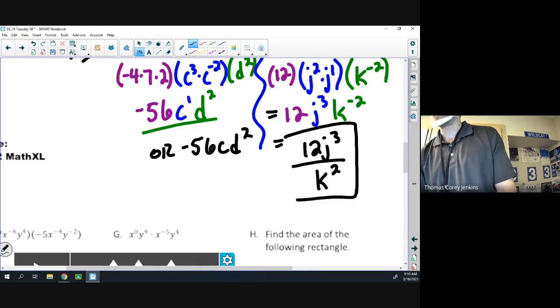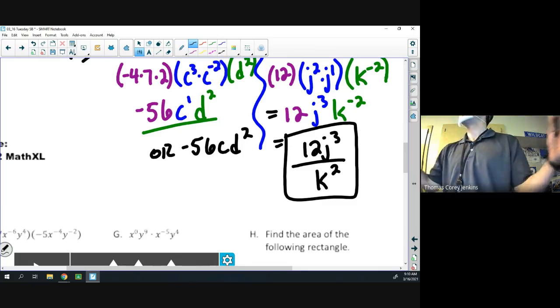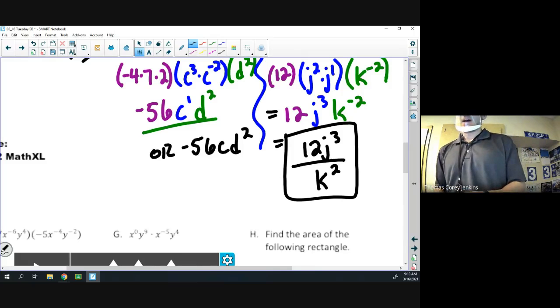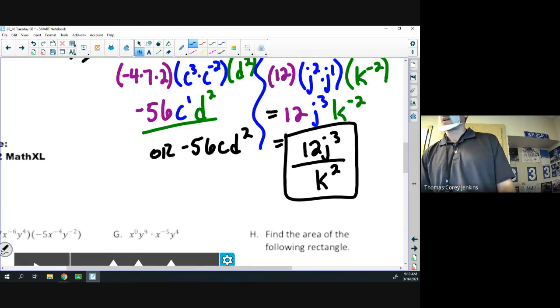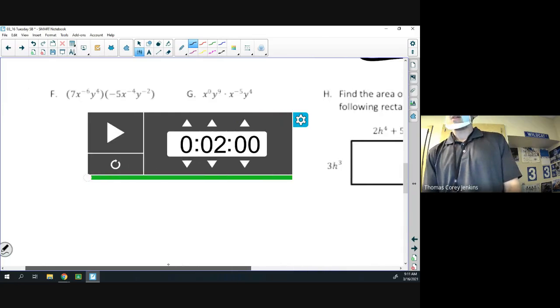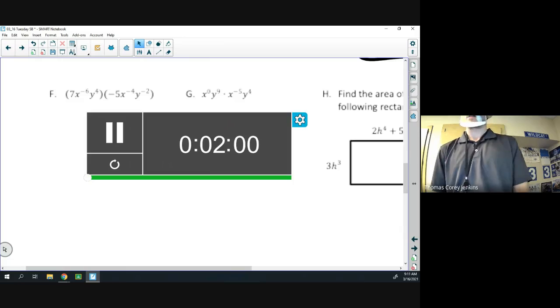And so if you're having a lot of trouble with that step right there, I would recommend highly doing your 7-1 MathXL. That's going to help you with that step. Anyways, I want you to try the next 3, F, G, and H. Try your best. Do what you can in the next 2 minutes. Feel free to work with somebody around you too.